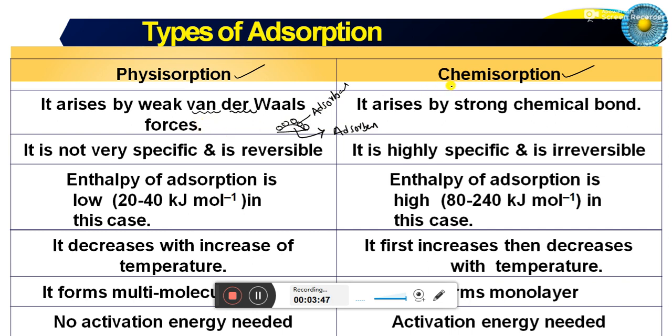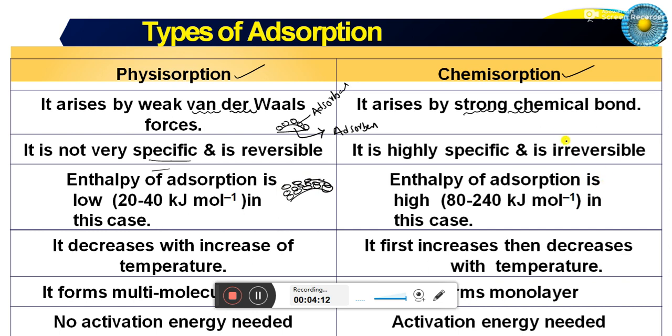Next, coming to chemical adsorption, there are chemical bonds. The bonds are strong chemical bonds. Physical adsorption is not specific in nature and is reversible. In physical adsorption, multiple layers are possible. One layer is here, one more layer is there, and one more layer is there.